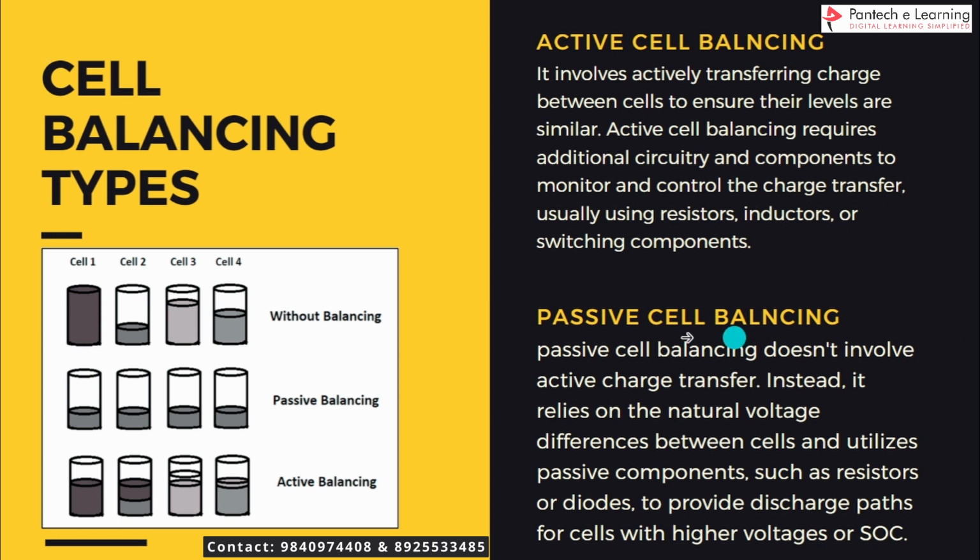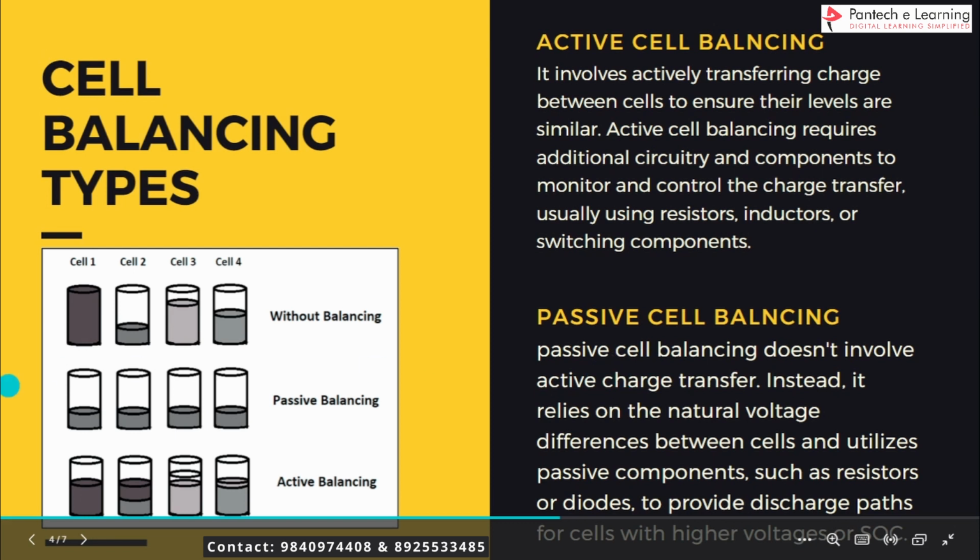Next one is passive cell balancing. What is passive cell balancing? This is also a method that can be used in the battery management system to equalize the voltage levels of individual cells within the battery pack. It is a much simpler and cost-effective alternative to active cell balancing, because it does not require any complex circuitry or control algorithm.